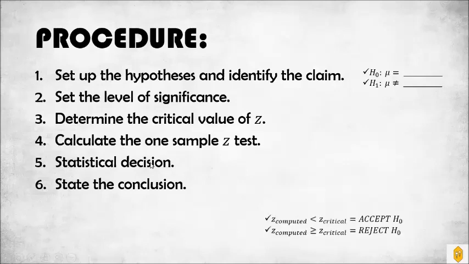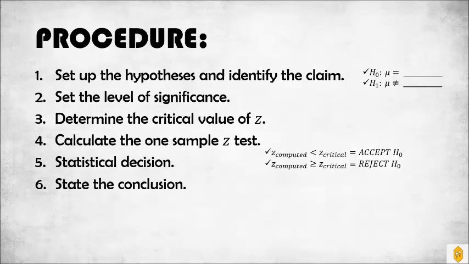Statistical decision. So, we are going to decide if i-accept natin or i-reject ang null hypothesis. Meron tayo ditong tinitingnan na criteria. Z computed is less than Z critical, accept the null hypothesis. Z computed is greater than or equal to Z critical, reject the null hypothesis. Z computed, ito yung answer natin sa number 4. Z critical, ito yung answer dito sa number 3. That's why dapat parehong tama ang sagot sa 3 and 4.